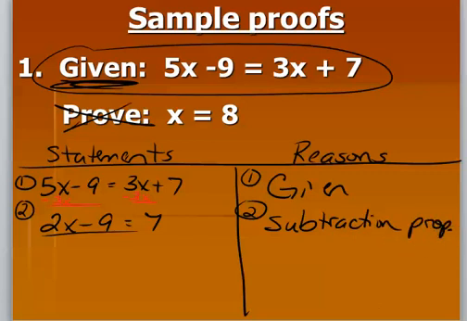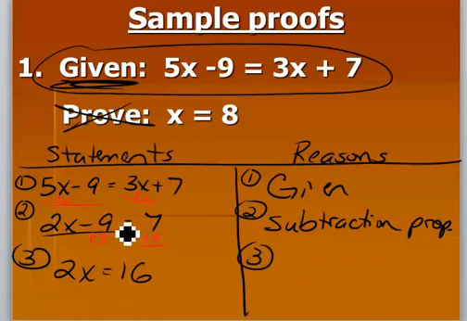Then we'll do our next step in our equation. So we would add 9 to get all our numbers together, so that our next statement is 2x equals 16. And again, my reason for number 3 is how I got this from the previous step. So to get from 2 to 3, we added 9. So this is our addition property. And I'm going to abbreviate property.